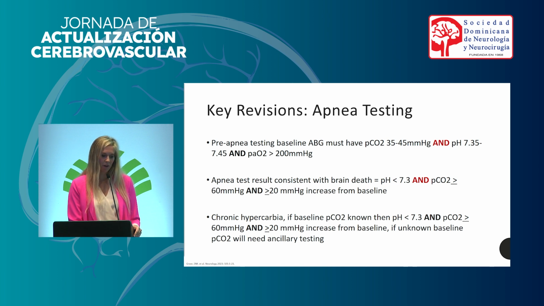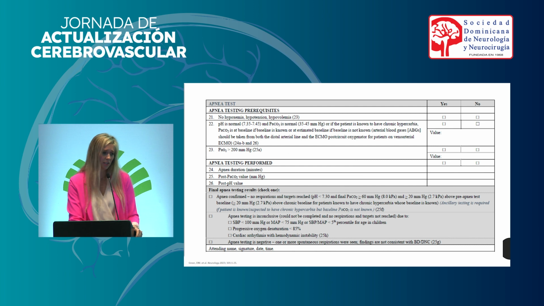One caveat for, again, patients that might have chronic hypercarbia, these are patients with severe, significant lung disease. You still do the testing, however, you likely will need ancillary testing because you just can't correct some of these patients. They live in a chronic respiratory acidosis. So this is another checklist just showing how you perform your apnea testing, and it's a nice way of showing what needs to be documented.